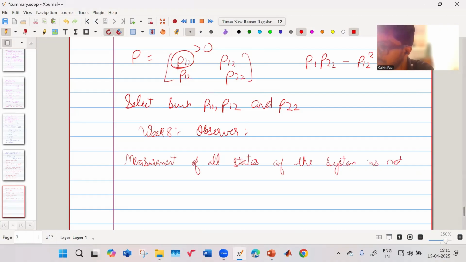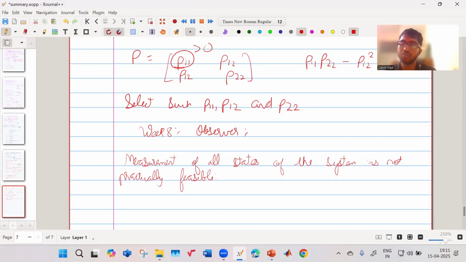It's not practically feasible. And why is that? Some states may not be accessible. It is very dangerous. It may be internal and you cannot go over there. It is a hazardous environment, you cannot do it. Or it is very expensive. You cannot have a sensor for each and everything.